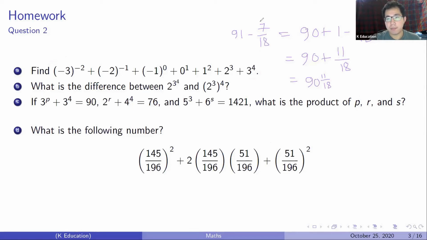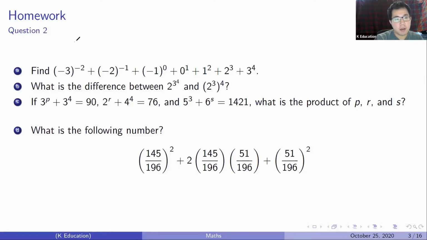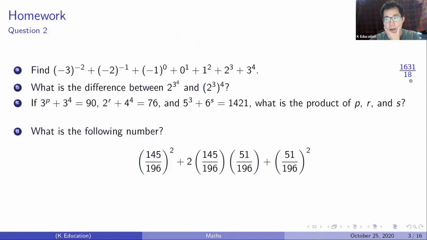I think a lot of people made some mistakes with the minus signs. I think that was the main thing. So you do have to be careful. My suggestion is don't skip steps. Do it one by one if you're not sure. So minus 3 to the minus 2 is 1 over minus 3 squared, and then the negative number does not matter for a square, so it's 1 over 9. So you have to be careful. Do it step by step. Here the answer is given as 1631 over 18, but you can write it as a mixed number also.